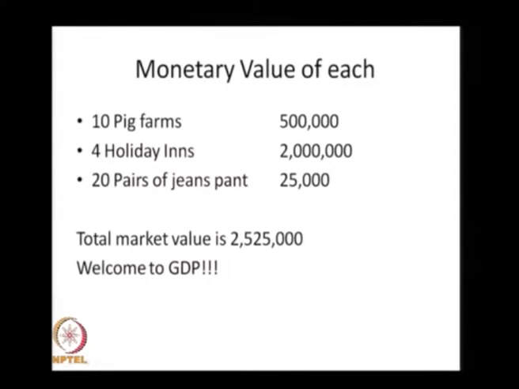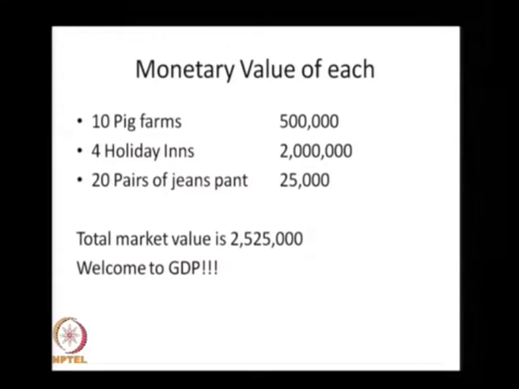Now, let us say these 10 pig farms were valued at 500,000, these 4 holiday inns at 2 million, and the jeans at 25,000. So, the total market value is 25.25 million. Now, whether it is the total market value or the value added in the intermediate goods and services that should be counted is again a question that needs to be answered.